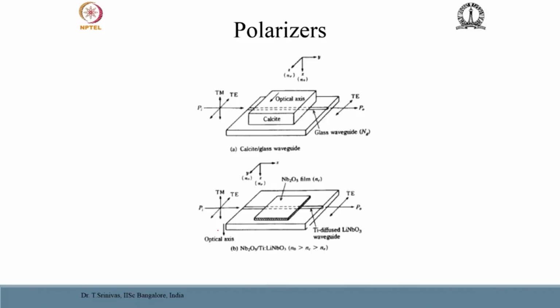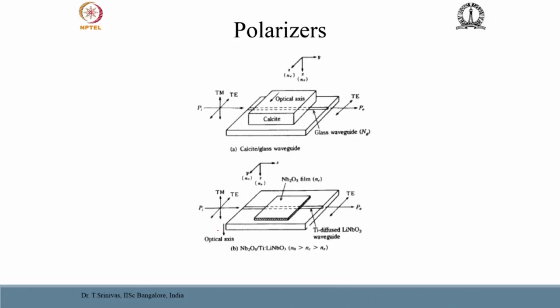Polarizers are important devices in optics, because light has different polarizations. In fact, you have all the 6 components of the electromagnetic field to be manipulated and controlled. So, in order to build polarizers, you need to choose materials which have anisotropic properties, where the refractive index of the material changes in different directions.